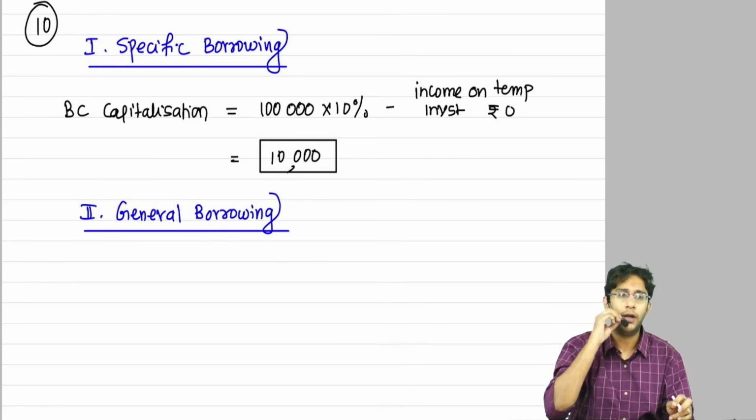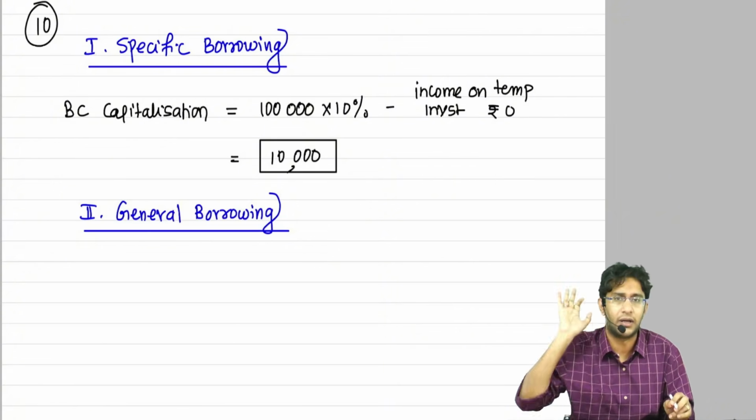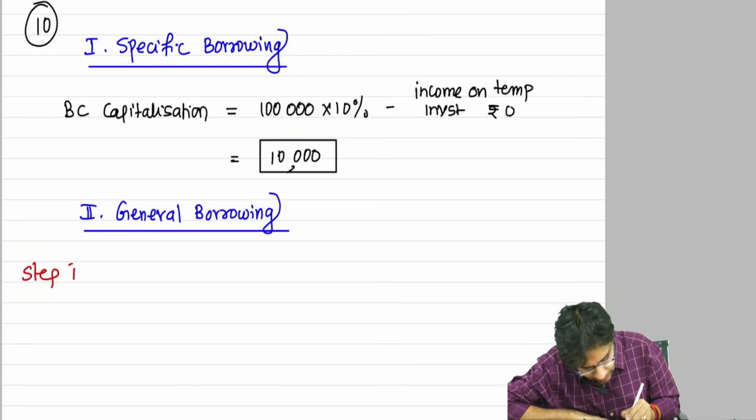General borrowing story, I told you 3 steps. As it is, apply 3 steps. Perfect, the correct answer will come. Don't bypass your thought. Step number 1.